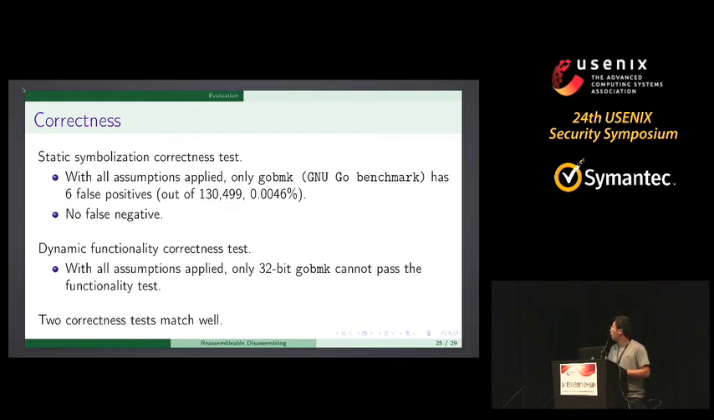The second step is the functionality correctness test. We use dynamic test cases to verify the functionality correctness of the reassembled output. Our evaluation shows that with all the assumptions applied, only 32-bit GOBMK cannot pass the functionality test. After we correct the symbolization error on this test case, it becomes able to pass the functionality test. So we interpret our correctness test results as the two correctness tests matching very well. Actually, binaries with no symbolization error can pass the functionality test.